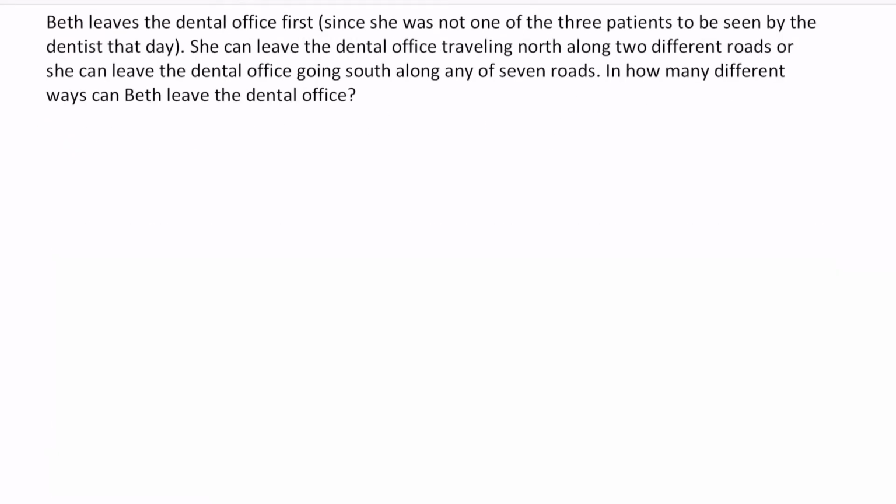Now to finish up our warm-up, let's suppose Beth leaves the dental office first. She realized she was not going to be one of the 3 patients to be seen by the dentist that day and decided not to bother with lining up. So she can leave the dental office traveling north along 2 different roads, or she can leave the dental office going south along any of 7 roads. And how many ways can Beth leave the dental office? So here's the dental office. And here are the possible routes.